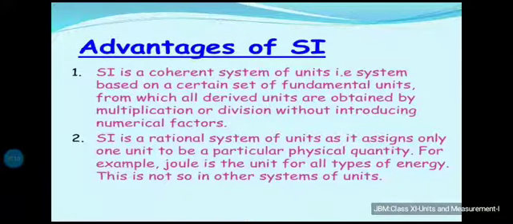SI is a rational system of units, as it assigns only one unit to a particular physical quantity. For example, joule is the unit for all types of energy. This is not so in other systems of units. For example, in other systems we have the unit for heat energy as calorie, electrical energy is measured in ampere. So you have different units for different forms of energy, but in the SI system all forms of energy have a common unit, that is joule.